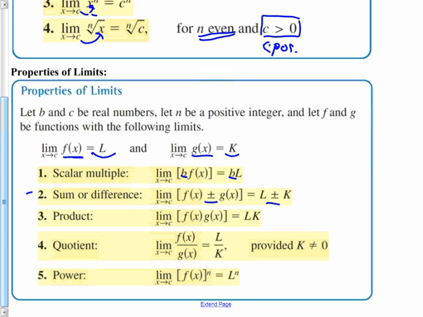Quotient, same idea. The only difference is k cannot equal 0. Whatever we're dividing by cannot equal 0. It's been basically true for everything we've done that we cannot divide by 0. Lastly, power rule, the limit of f of x to the nth power as x goes to c is L to the nth. So you basically just follow what they're doing. If you're dividing, you'll divide. If you are multiplying your functions together, you're going to multiply your limits. If you're adding or subtracting, you're going to add or subtract your limits.